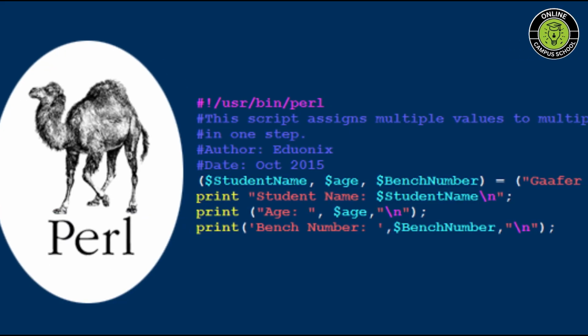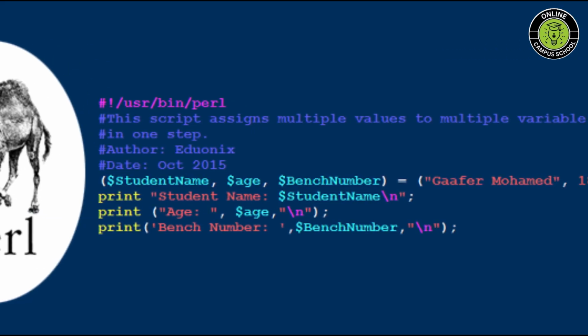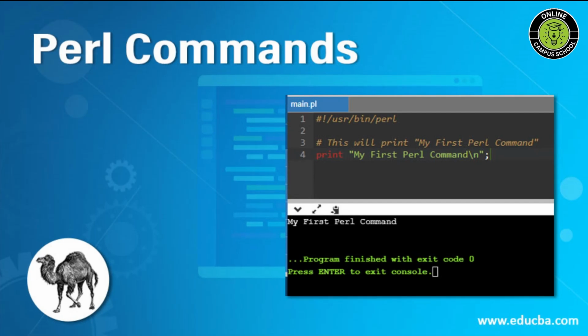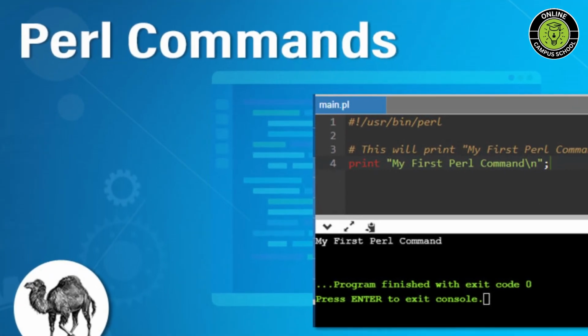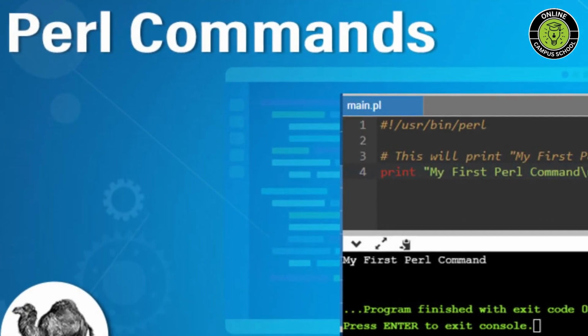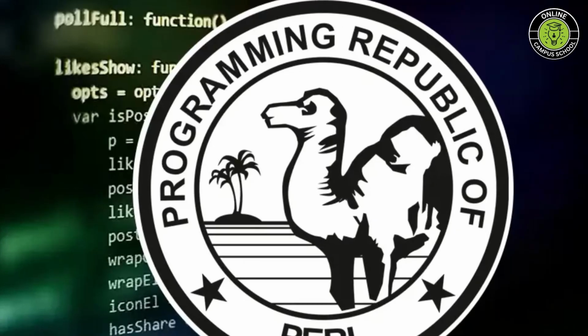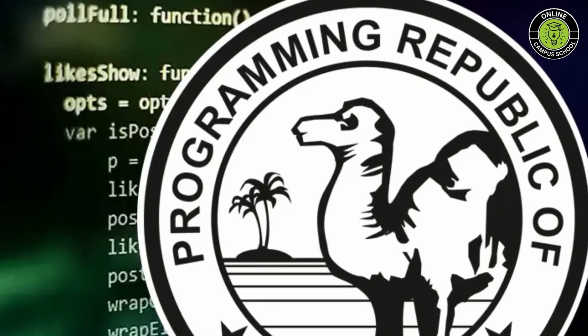10. Perl. Created by Larry Wall in 1987, Perl quickly gained popularity for its text processing capabilities and was used extensively in system administration, web development, and network programming.